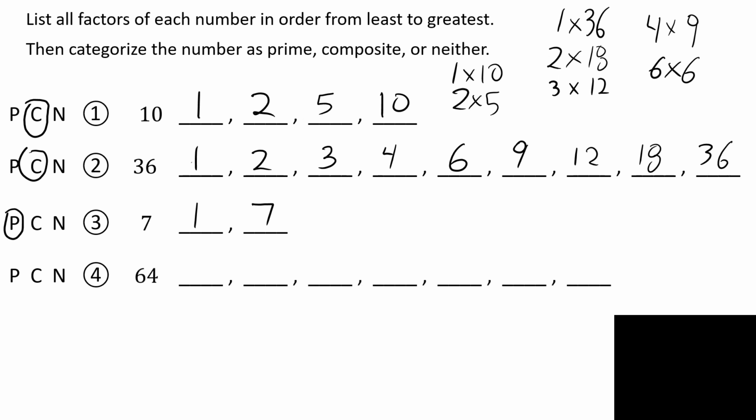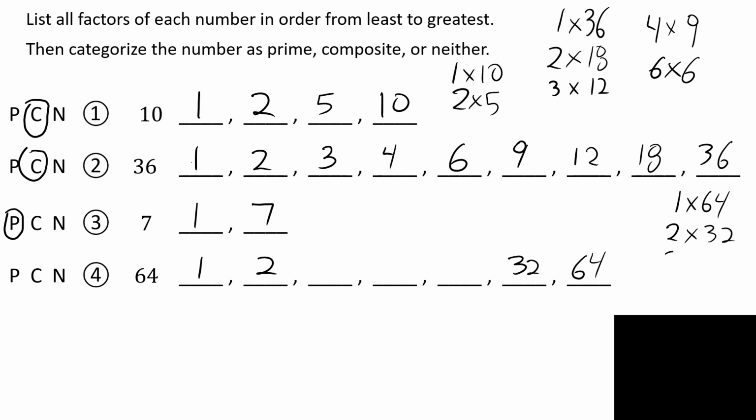For 4, please copy down 64. Again, start with 1 times 64. You'll start to notice that the first number in the list is always the number 1. And then for any of these lists, the last number is always the number we're working with. Okay, now go in order. Try 2. Aha, 2 times 32 makes 64. Place the 2. Place the 32.